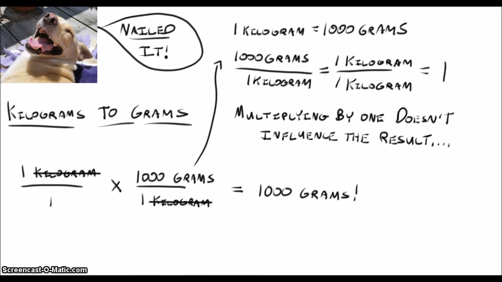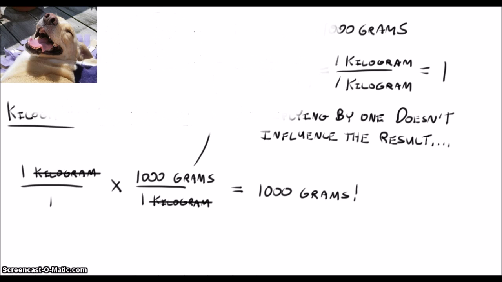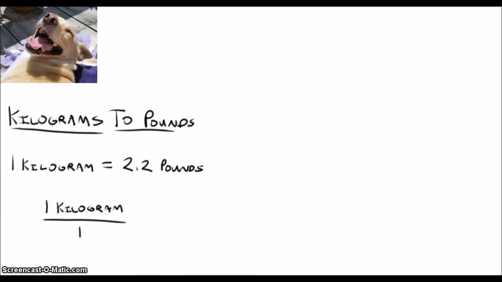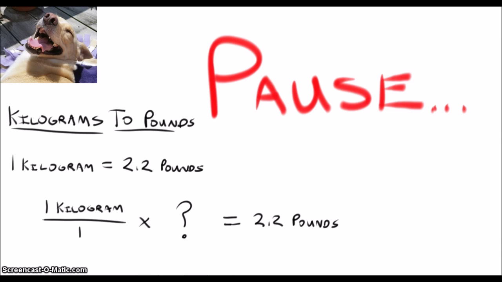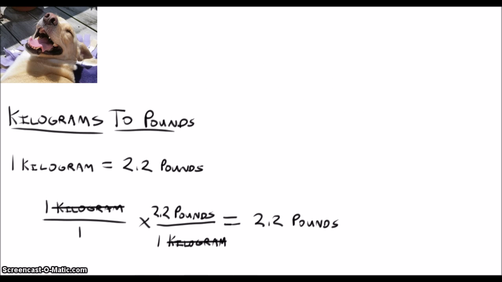Nice. But what about going from kilograms to pounds? Well, in that situation, we would just say that there are about 2.2 pounds in 1 kilogram, just like there are 1,000 grams in 1 kilogram. It just changes the fraction you multiply by. Go ahead and pause the video and give it a try. Is this what you got? Great.